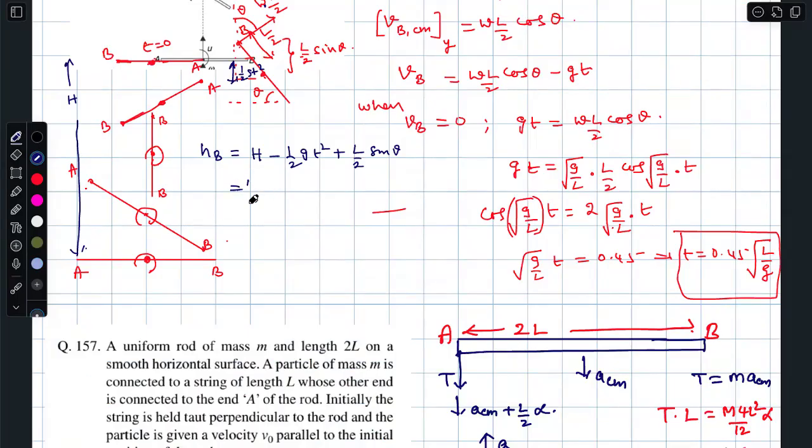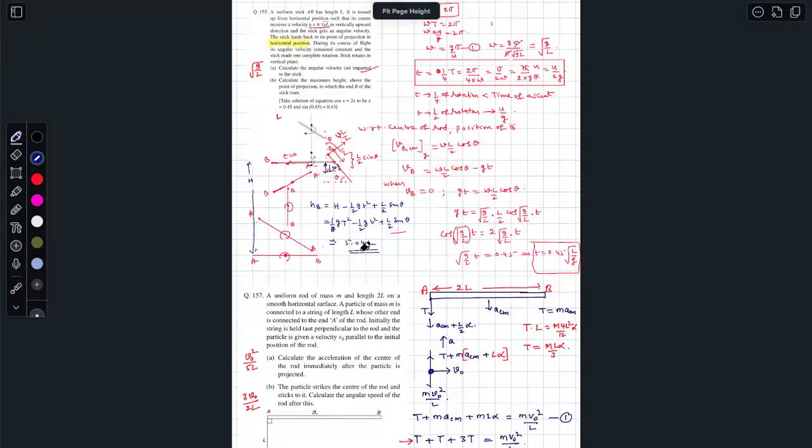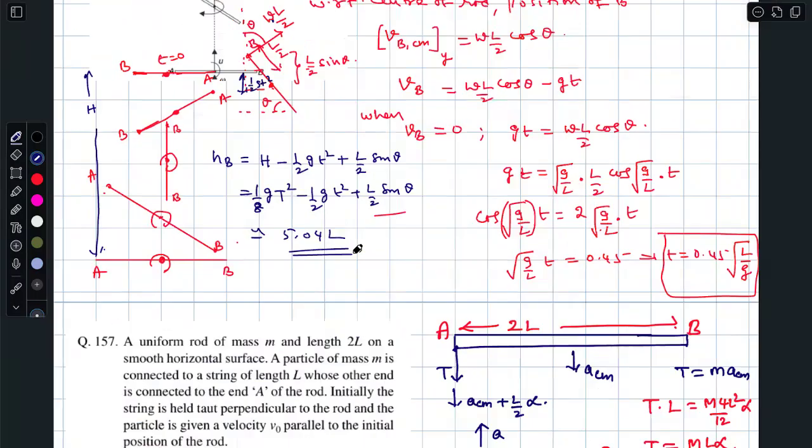H is 1/8 gt square minus half gt square plus L by 2 sin theta. If you solve this, nearly you will get 5.04 L. Very, very good question, this one.